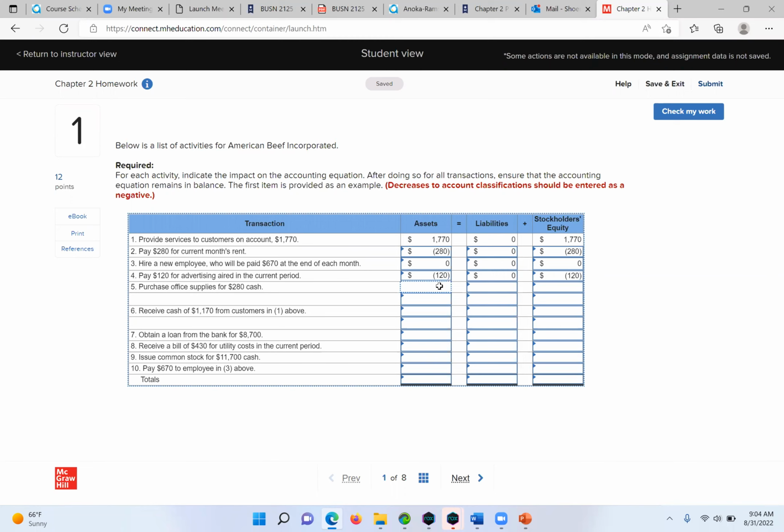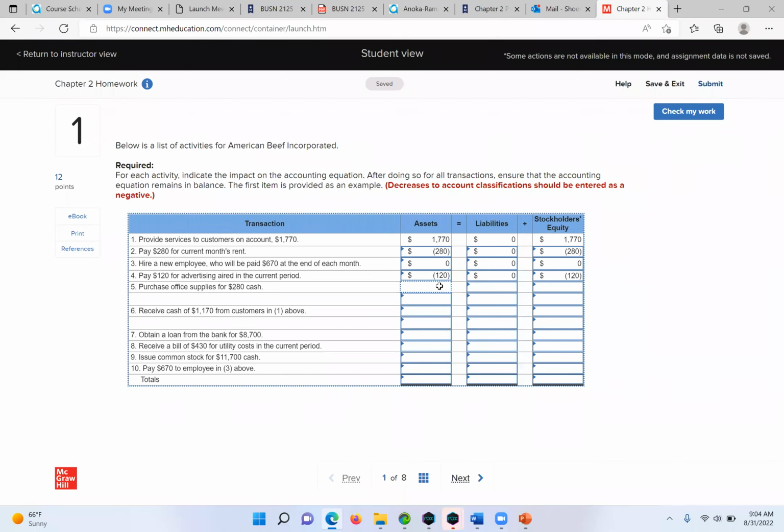Guys, remember with stockholders' equity, there's two components. One is retained earnings and one is common stock. In the retained earnings portion, revenues increase retained earnings, expenses decrease or reduce retained earnings, and dividends also reduce retained earnings.